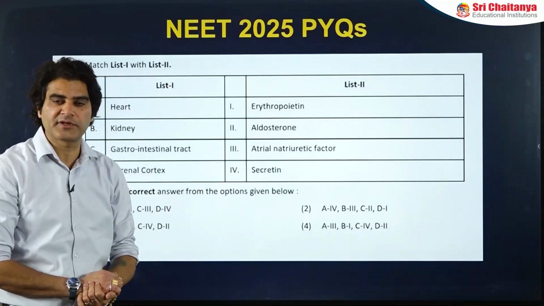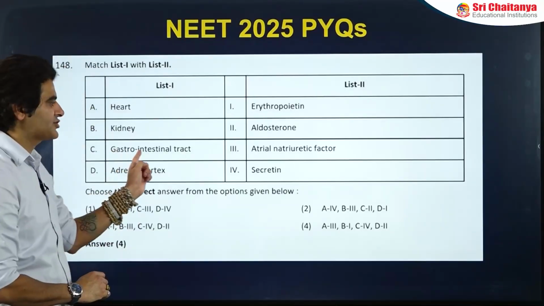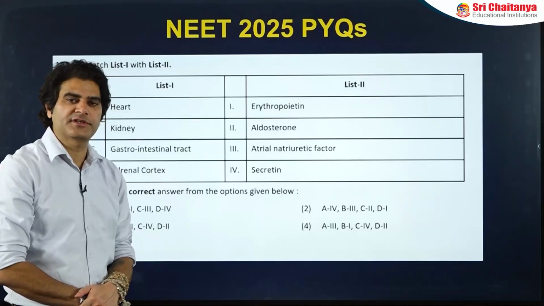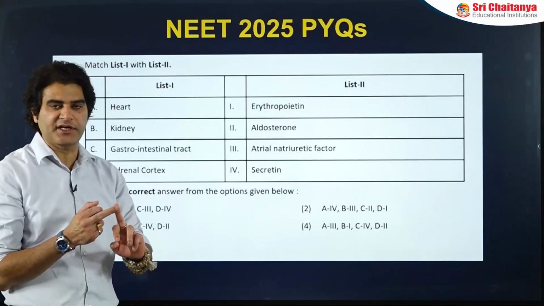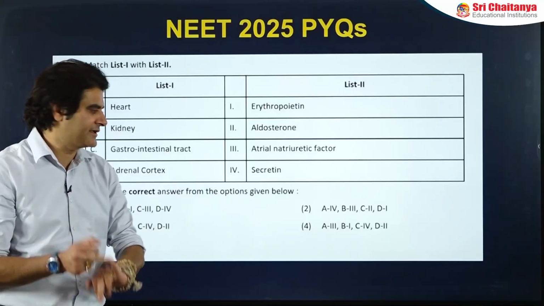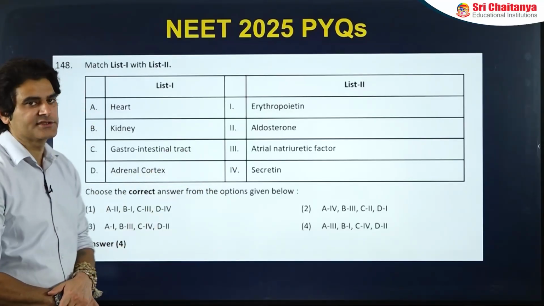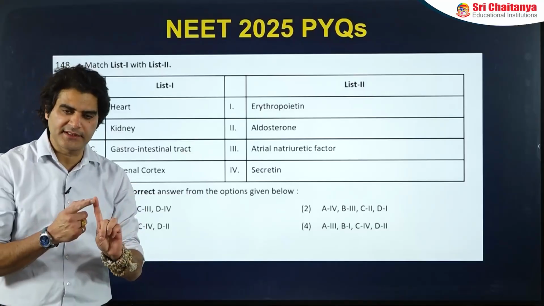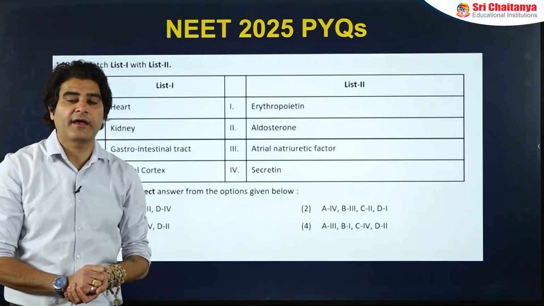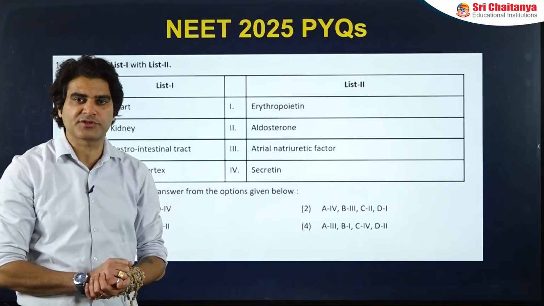Erythropoietin is the hormone from the kidney that stimulates our bone marrow to enhance RBC production. Gastrointestinal tract, I showed you in the mind map, secretes gastrin, GIP, that is gastric inhibitory peptide, secretin, cholecystokinin. So secretin is the answer here. Adrenal cortex produces 3 types of hormones: mineralocorticoids, aldosterone, glucocorticoids, cortisol, and gonadocorticoids like DHEA, dehydroepiandrosterone.